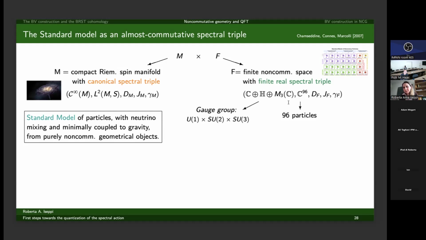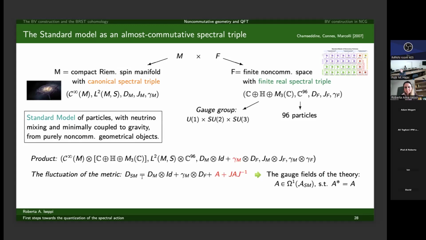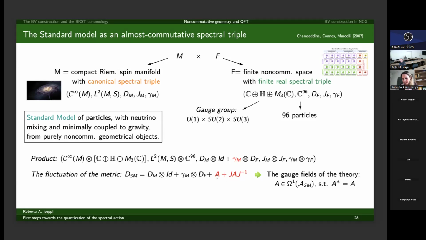And as said earlier, for example, the gauge group is given by the unitaries, and you see that this choice of algebra is what gives you the gauge group of the standard model. And the Hilbert space is not particularly enlightening, it's just 96 copies of C, and this describes the 96 particles in the standard model. And then you take the product, and by looking at the inner fluctuations of your new operator D, you find these gauge fields of your theory. And then the action is given by these two parts.